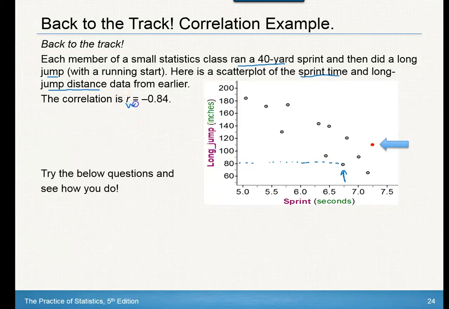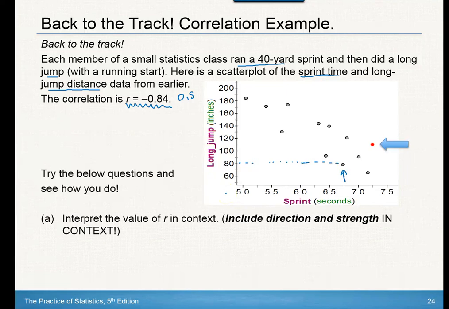The correlation R is -0.84. Remember we said R measures the direction and it measures the strength. So that negative tells us we have a negative slope or a negative association. As the sprint time decreases, the long jump increases. Think about sprint time: you want to be faster, so you want your time to decrease. Let's take a look at the questions and see how you do.